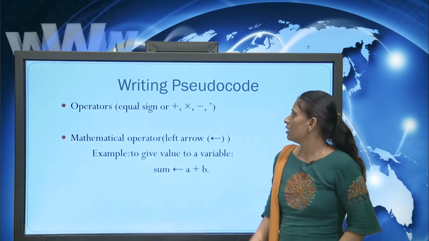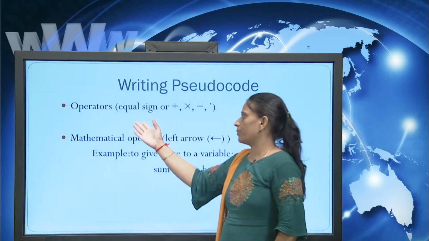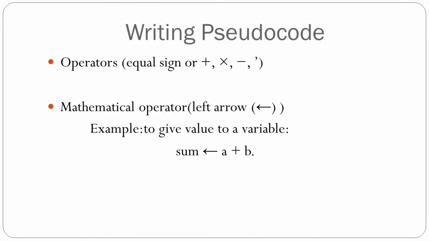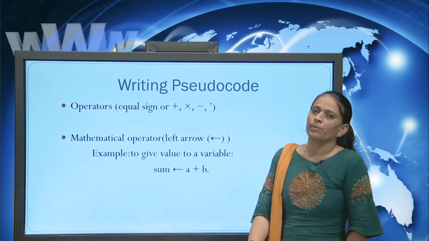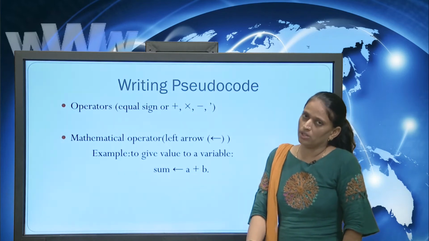We can use various operators in pseudo code, like plus, minus, multiplication, division. We can use the equal sign also. We can use some mathematical operators to assign a value. We can use arrows, like A plus B summation will be assigned to sum. This kind of mathematical notation we can use in pseudo code.